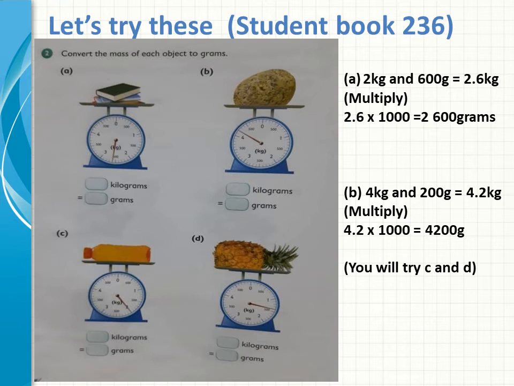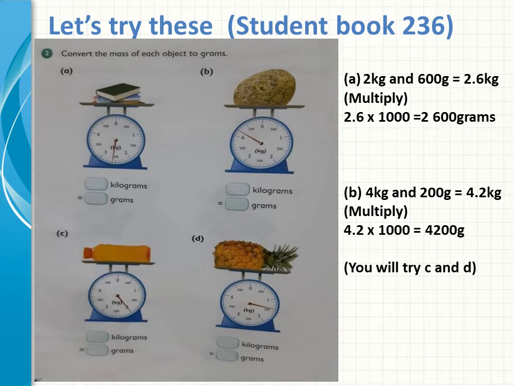Where the arrow is pointing is after 2. And look, it has even passed the 500 in the middle. So, after the 500, the next line will be 600. Okay? Alright, because each line is representing 100, an addition of 100. So it means what the scale is reading now is 2.6 kilograms.